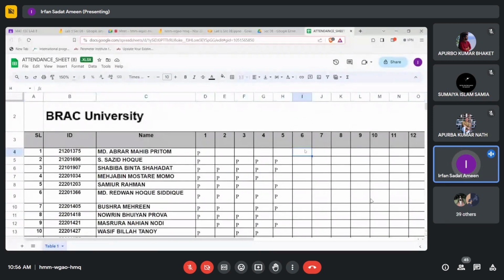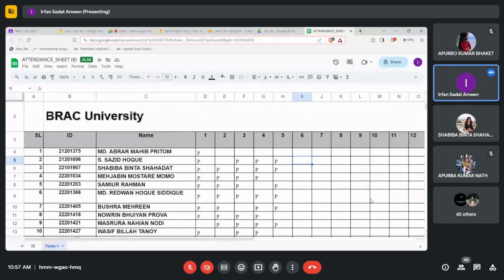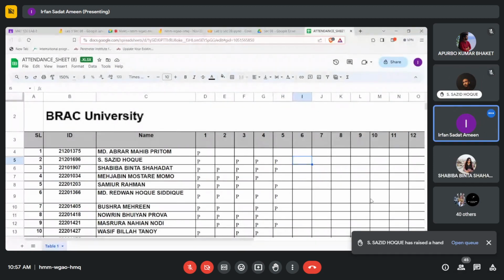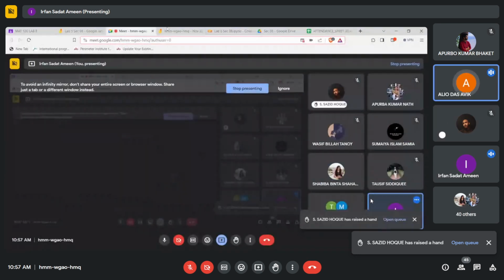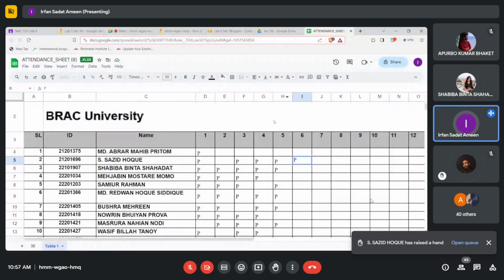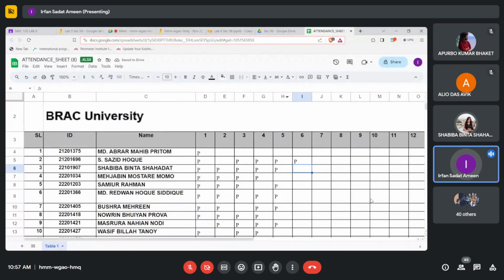ওকে, আমি তাহলে নাম ডাকছি। If anybody has any problems, assignment হোক বা ক্লাসের এনিথিং, just you can tell me, otherwise attendance দিয়ে you can leave. Okay. Right, so Abrar Mahib, okay. Sajid Haq, is he here? Yes. সাজিদ হক রেজ অ্যাড করছে। Okay, good. So শাবিবা বিনতে. Present, sir.